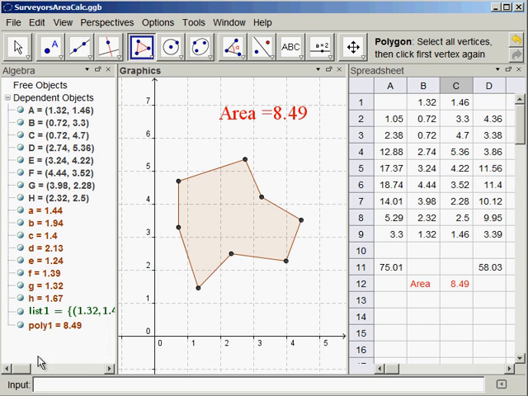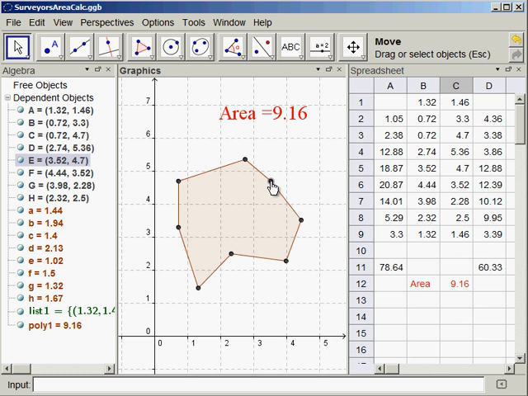Now over here in the algebra view, it shows poly 1. That's this one right here. And it says 8.49. And that's what I'm displaying here. I'm displaying the value of the area of the polygon as computed by GeoGebra itself. Over here, I'm taking the list of points and computing the area of the polygon, and notice they agree. The interesting thing here is I can take these vertices and move them around, and notice that the area changes, of course, but also the computed area over here changes, and it's constantly in agreement.